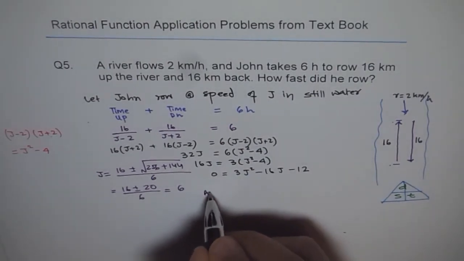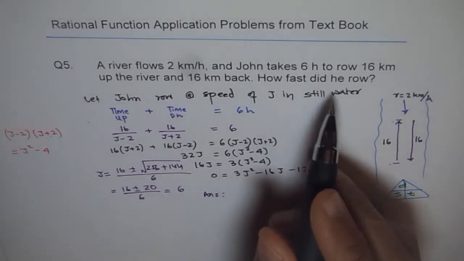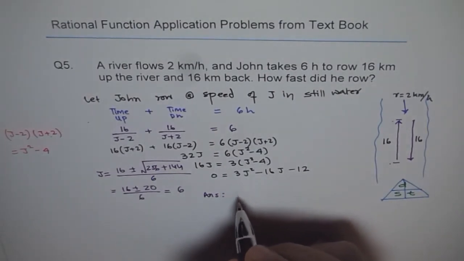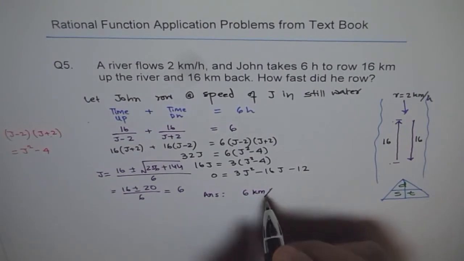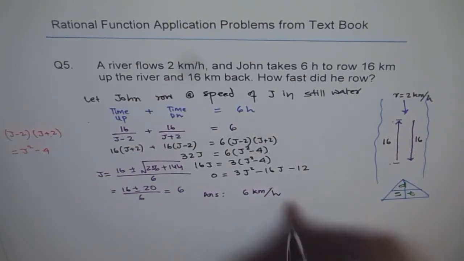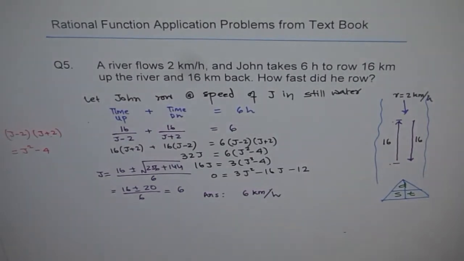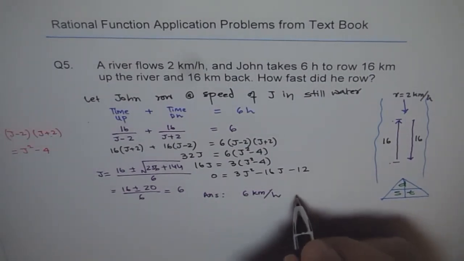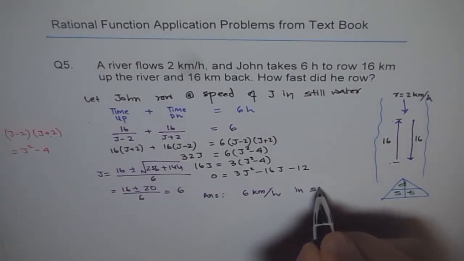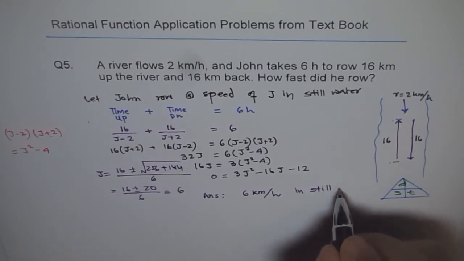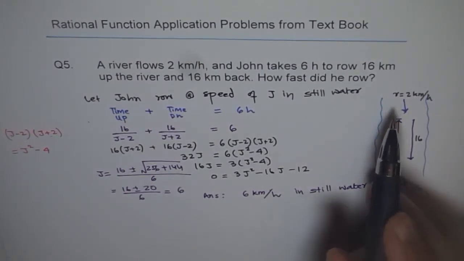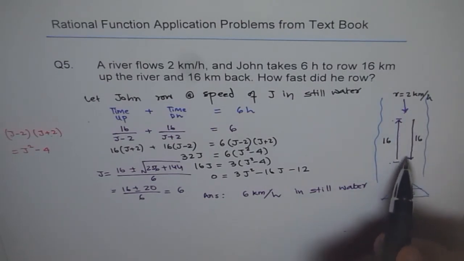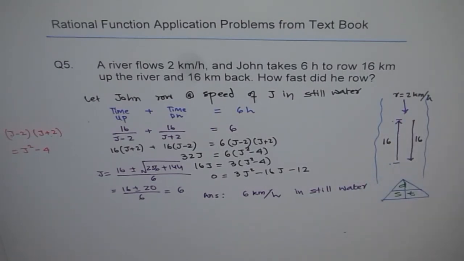So the answer here to how fast did he row is 6 kilometers per hour. It is important to write units. So John rowed at the rate of 6 kilometers per hour, and that is in still water. So it's better to put it. Of course, when you're going against the current, it'll be 2 less in this case and 2 more while coming with it. So that's how you do this kind of question. Thank you.